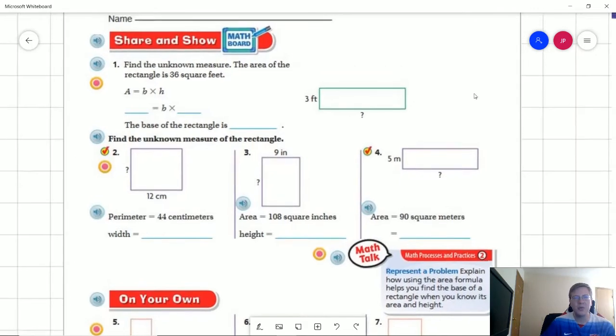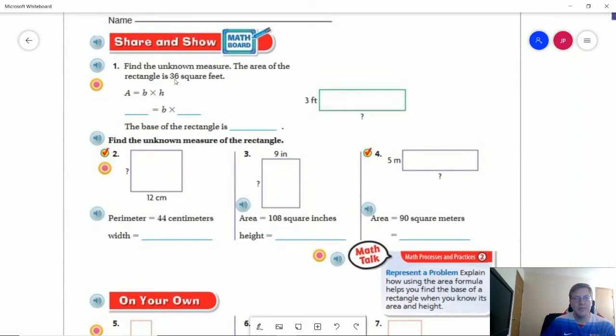So number 1, the unknown measurement is going to be the length of our top and bottom sides. So the area is 36. If I do 3 times 12, I would get 36.